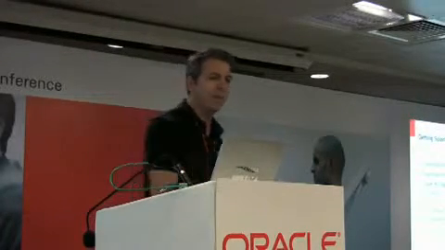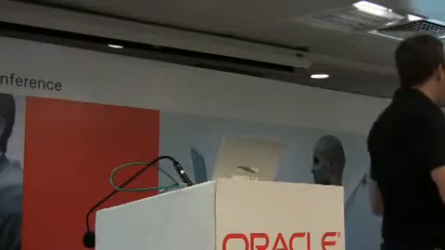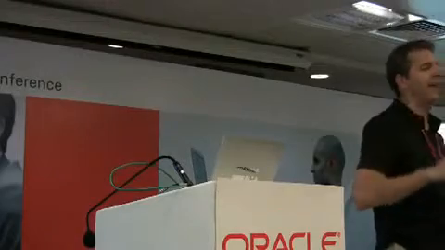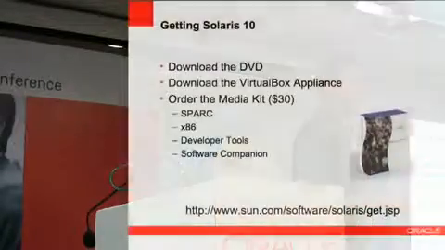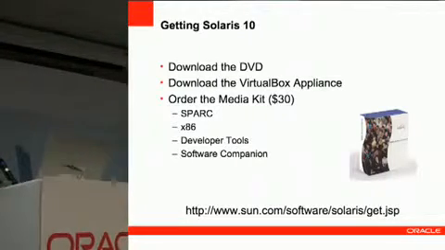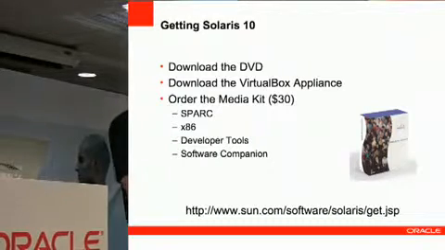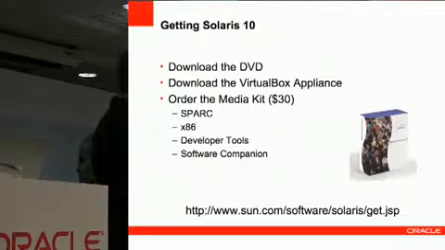So let's talk about installation now. If you go to Google and just type get Solaris 10, or get Solaris, it'll bring you to our primary page where you'll see three options. One, you can download the DVD. It's about 3 gigabytes, and you can burn that to a physical DVD and install it in your data center or wherever you want to install it.